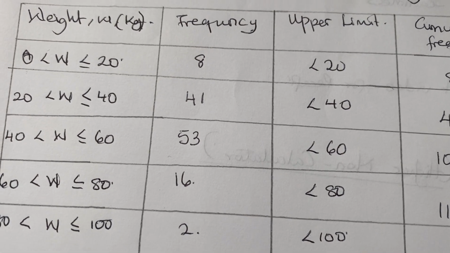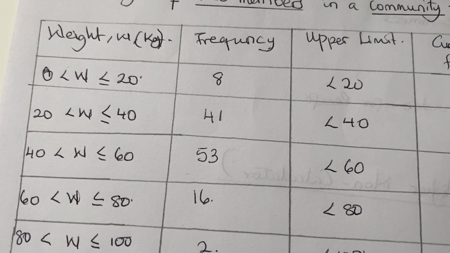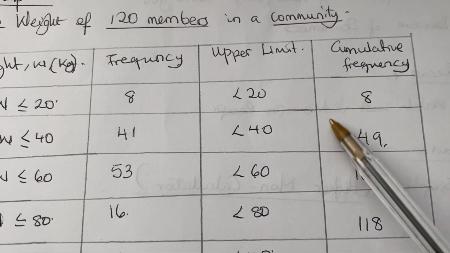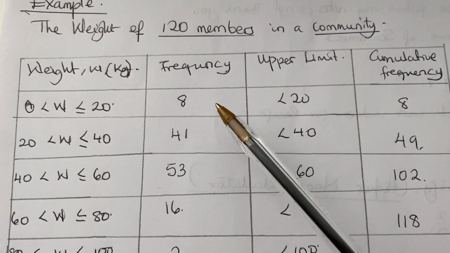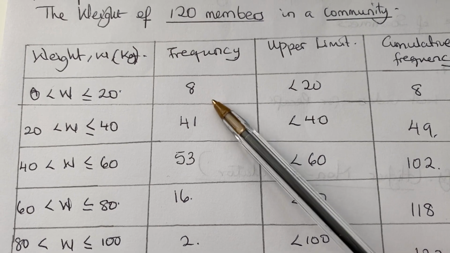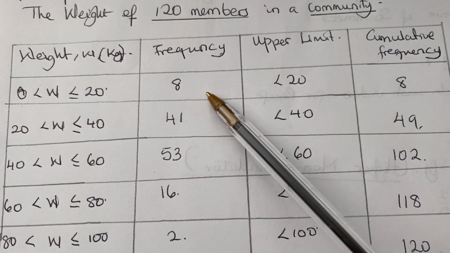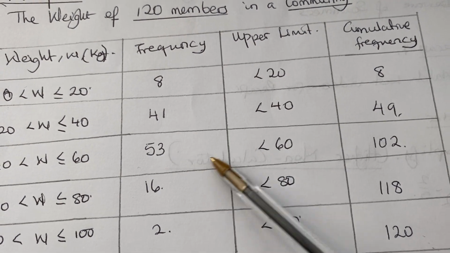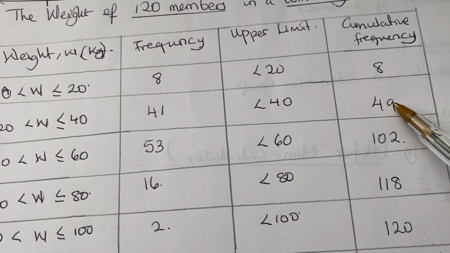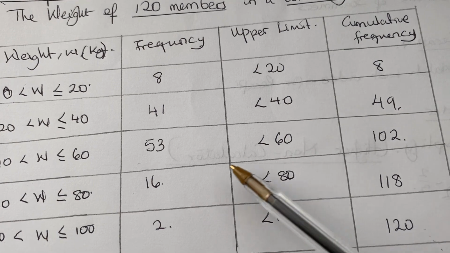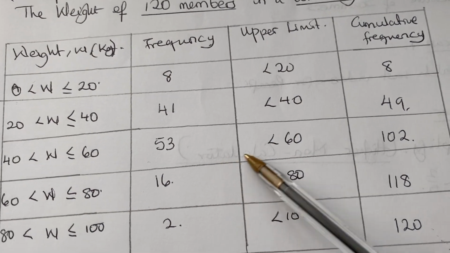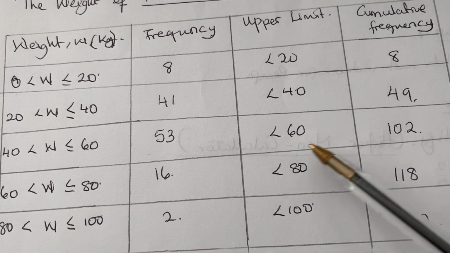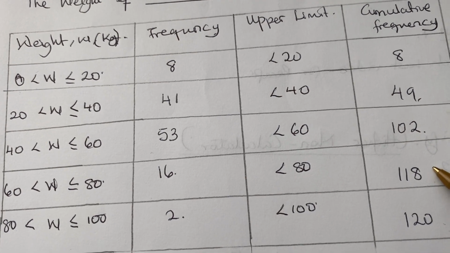Assuming this is the first video you are watching under this topic, the cumulative frequency is the accumulation of the frequency. So the first one is 8. 8 plus 41 is 49. 49 plus 53 is 102. 102 plus 16 is 118.